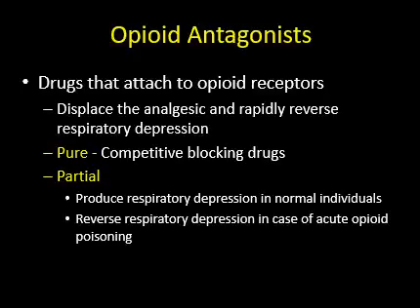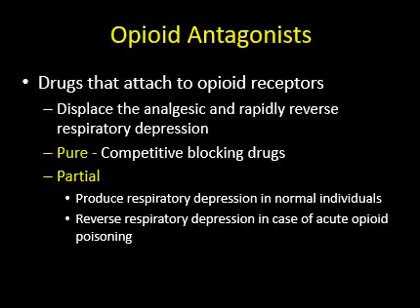Remember, the drugs that we've been talking about are mu opioid receptor agonists, and so the best way to get rid of an agonist is to supply an antagonist. Okay, and so these are drugs that attach to the receptor and compete with the opioid for that receptor. And this displacement of the opioid from this mu receptor can rapidly reverse the life-threatening respiratory depression.